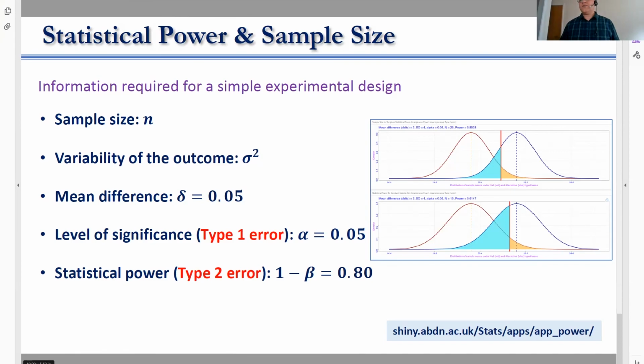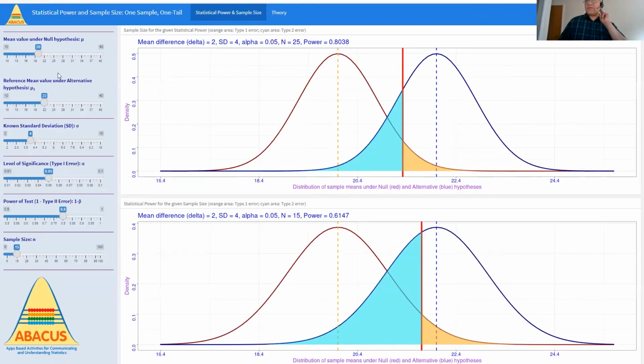So just going very quickly to our example, here I mentioned the null hypothesis mean of 20. I want to design an experiment so that I find a difference of 2 or more, so I put my alternative hypothesis at 22. I know the standard deviation is 4, or the variance is 16.